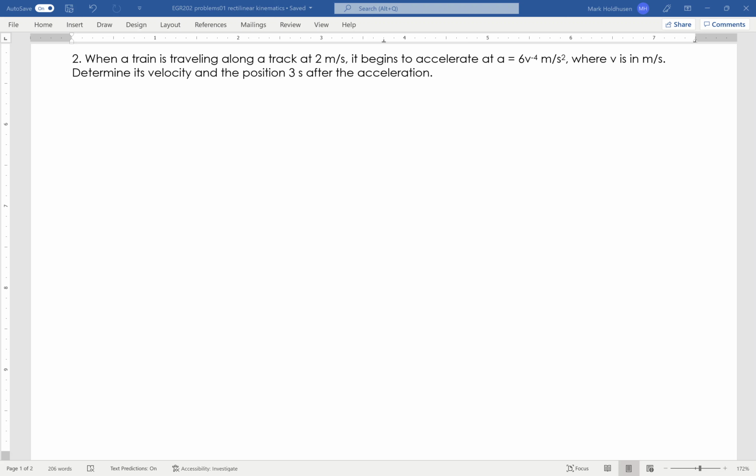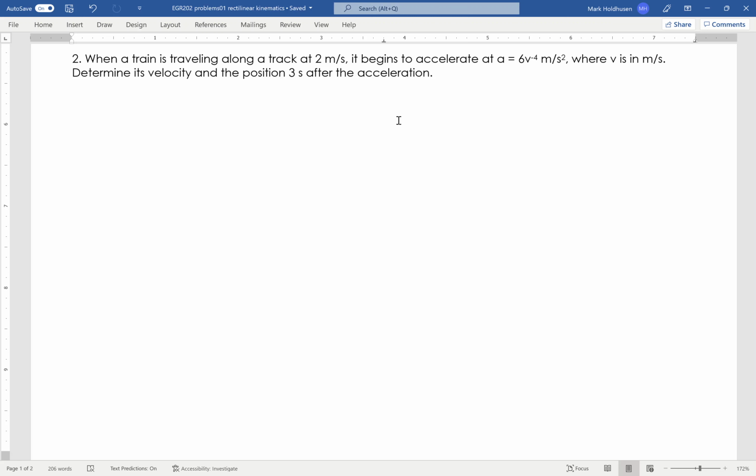Okay, so on this problem, I've got a train going along a track at 2 meters per second. It starts to accelerate given that equation there. I want to find the velocity and position at 3 seconds. So I have acceleration as a function of velocity, and I want to figure out what the position is at a specific time.